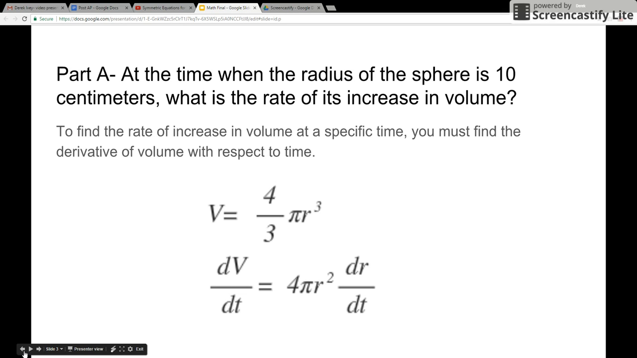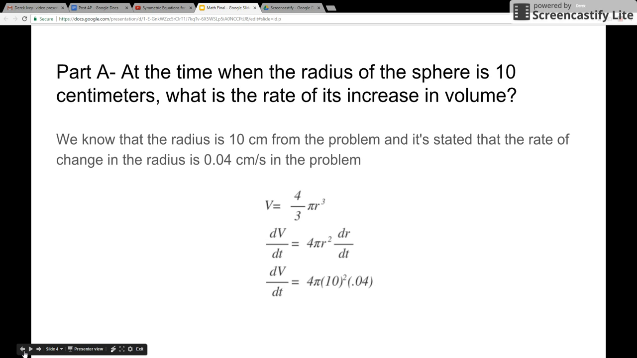So what we do is we do some basic power rule. We end up with dV/dt equals 4 pi r squared times dr/dt. And we know from the problem that the radius is 10 centimeters, and we know from earlier in the problem that the rate of change of the radius is 0.04 centimeters per second. So we just plug those numbers in, and we end up getting dV/dt equals 4 pi times 10 squared times 0.04, and that gives us an answer of 16 centimeters cubed per second. So the volume is increasing at a rate of 16 centimeters cubed per second.